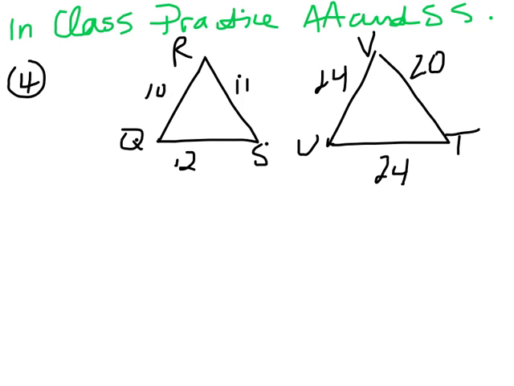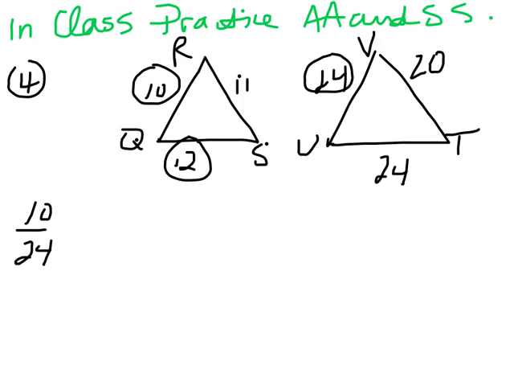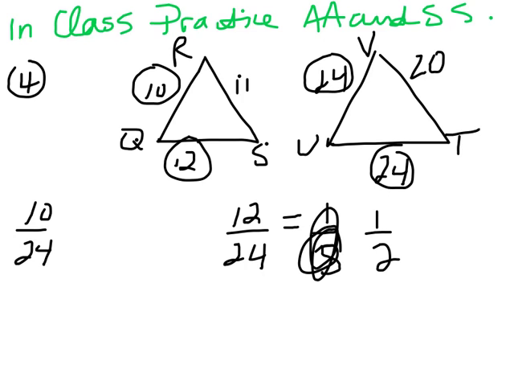Are the triangles similar? Well, if they're similar, then all of these fractions need to be the same. I need to divide 10 and 24 and see what it divides out to. Then I need to divide 12 and 24 and see if it divides out to the same thing. And actually I can stop right here because 12 over 24 is a half. 10 over 24 is not a half. 2 would go in there 5 times. 2 would go in there 12 times.